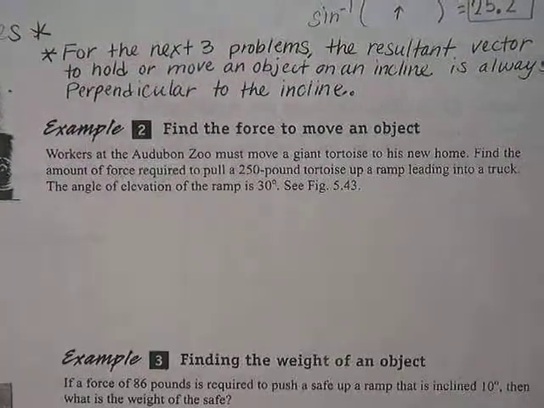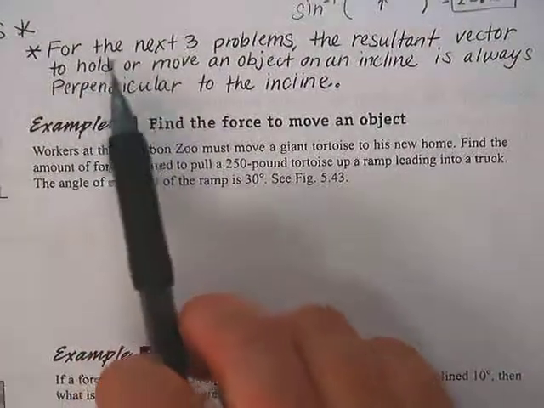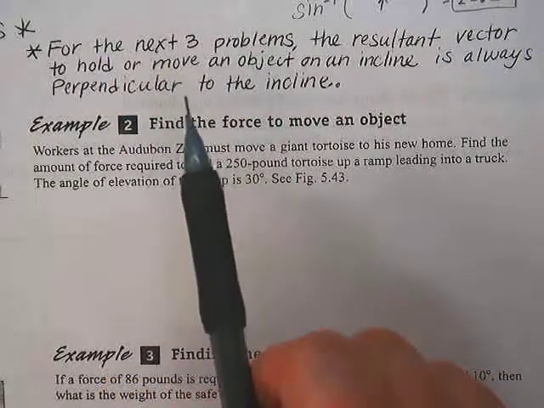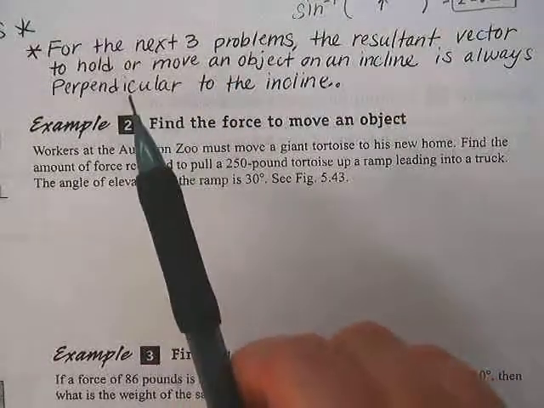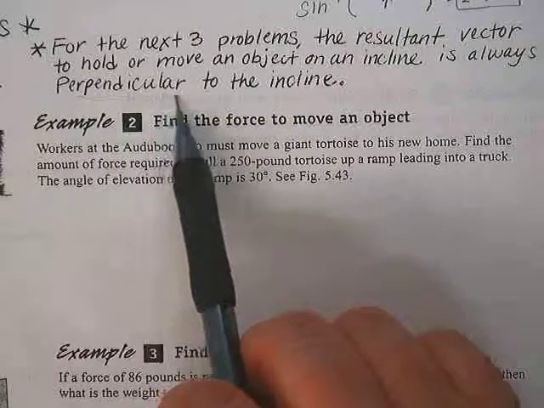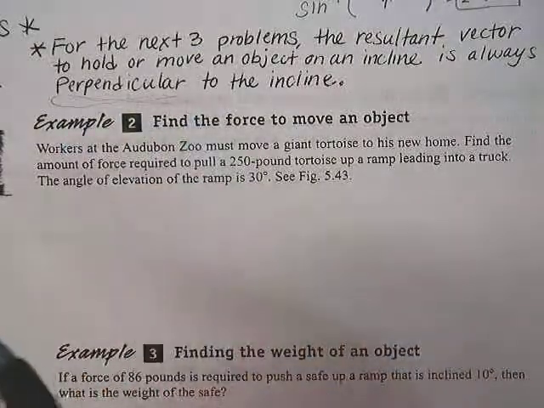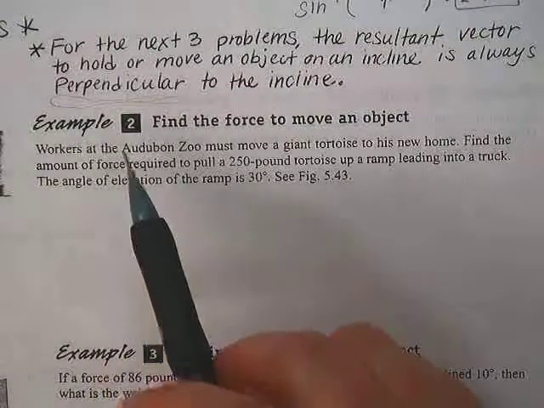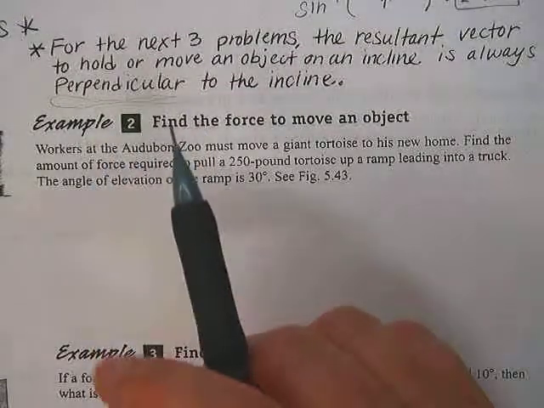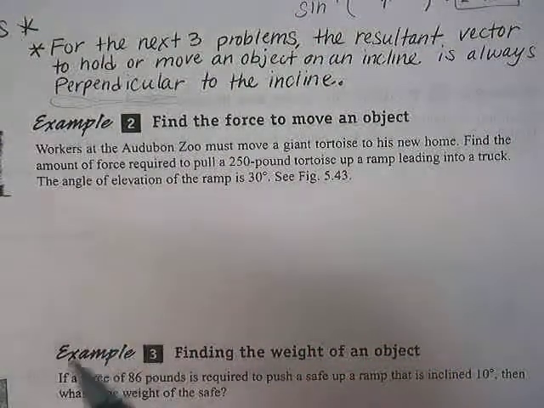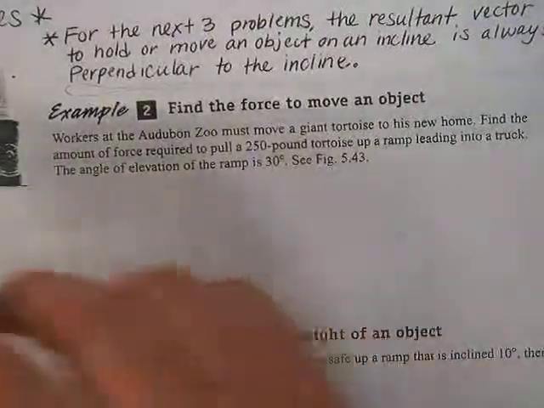Right, first of all, let's talk about this little sentence I put here. For the next three problems, the resultant vector to hold or move an object that's on an incline, like a ramp, is always perpendicular to the incline. So why are these always going to be right triangle problems? Because the resultant vector that holds the object on the incline is perpendicular to the incline, which gives you a right triangle, but it's a slanted right triangle because it's perpendicular to something that's slanted. So that makes it a little tricky.